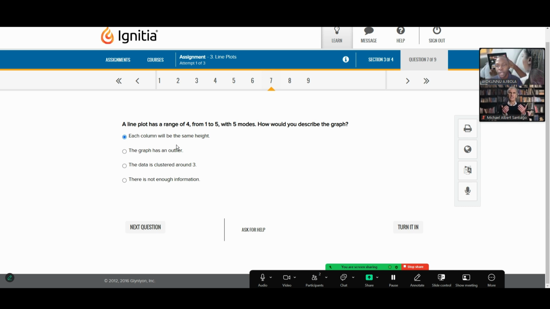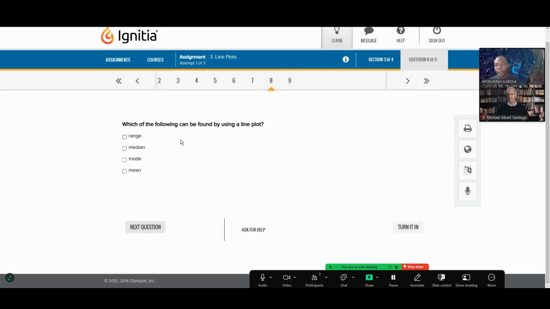The graph has an outlier. No, it doesn't have any outlier because it's 1 to 5. Then the data is clustered around 3. No. So that's the correct option. The second and last question: which of the following can be found using a line plot? Using a line plot, we can find range, median, mode, and mean.